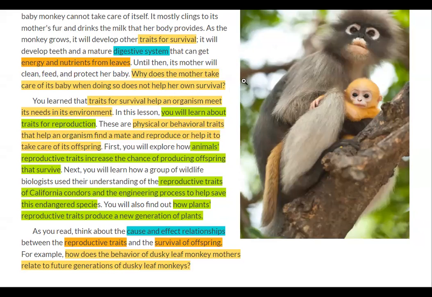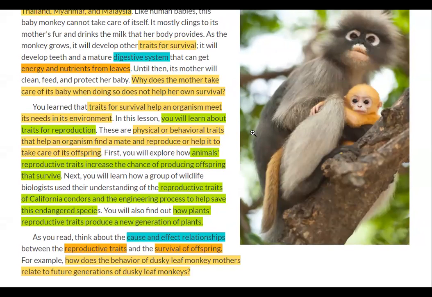And so it makes you wonder, why would the mother take care of its baby when doing so doesn't really help the survival of the mom? Some students answered that maybe it's because they want the species to survive. Taking care of the next generation will help this species survive. Perhaps other students thought that when the mom gets older and the baby gets older, maybe at some point the baby who's no longer a baby can take care of the older monkey.